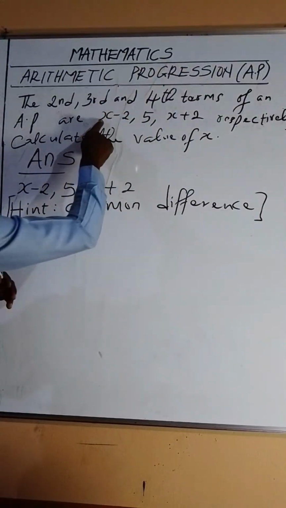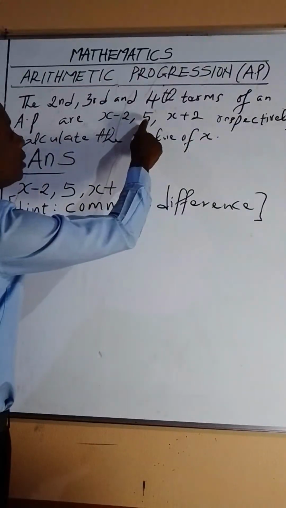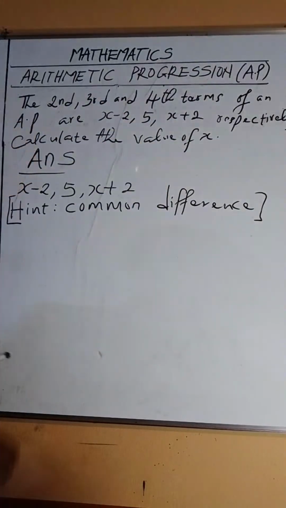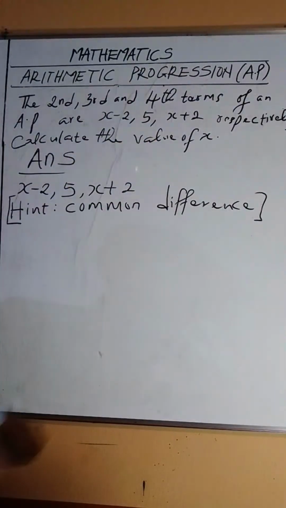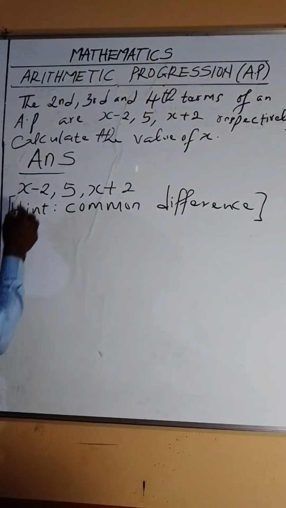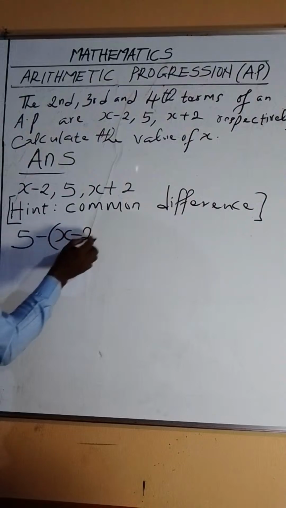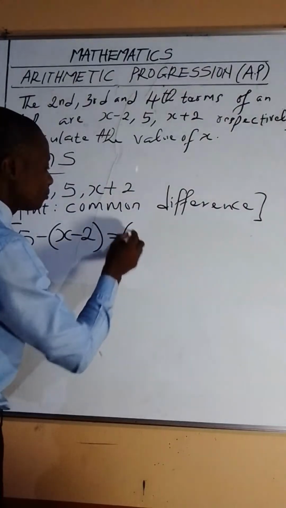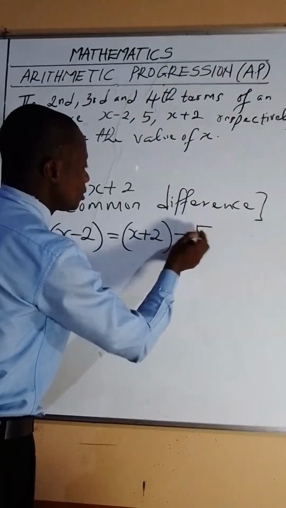The difference between the first and the second one is equal to the difference between the third one and the fourth one. Don't forget, these are second, third, and fourth terms. So it really doesn't matter, it can be first, second, third, but this is exactly what we are given. So it means common difference: 5 minus open brackets x minus 2 equals the common difference x plus 2 minus 5.